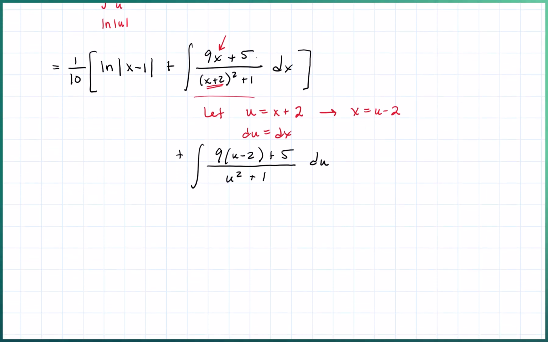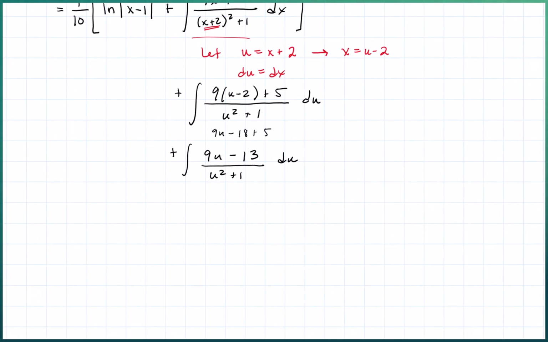I'm not going to integrate yet, but I'm going to keep simplifying. In the top, I get 9u minus 18 plus 5, so that becomes 9u minus 13, over u squared plus 1 du. Now, again, I can't integrate this, but I'm seeing that u squared plus 1 in the bottom. If it was just a constant in the top, I know that's going to be an inverse tan. It's not just a constant in the top, but it is 2 terms in the top. So now I'm going to use the strategy of splitting this fraction up.